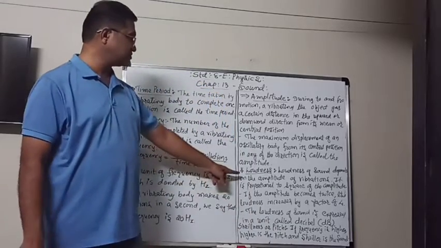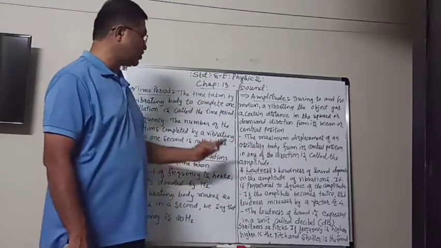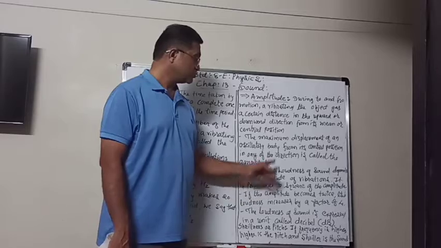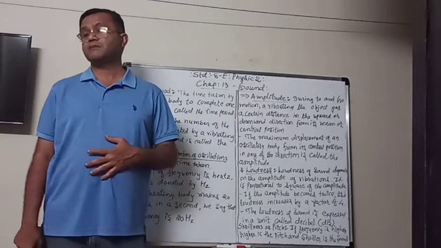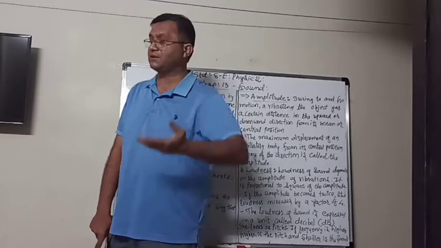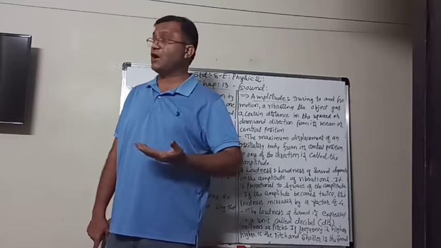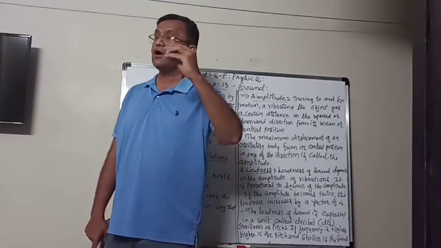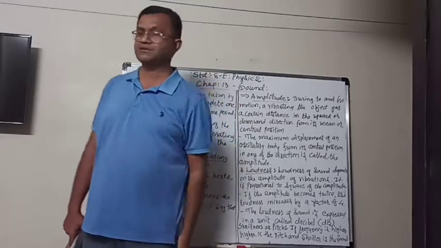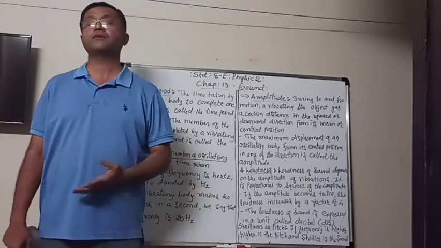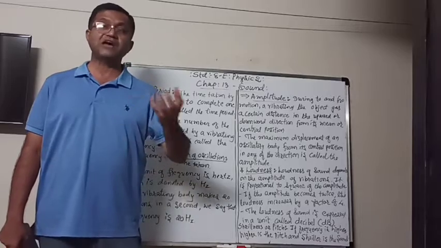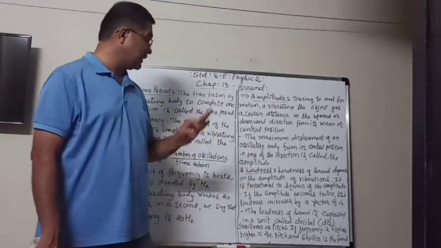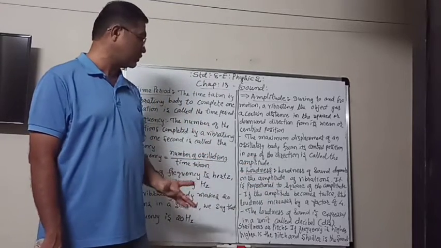So here, loudness of sound depends on the amplitude of the vibrations, and it is proportional to the square of the amplitude. It means if the amplitude is doubled, then the loudness of the sound will be increased by a factor of 4, and therefore the sounds are different in that way. So if the amplitude becomes twice, the loudness increases by a factor of 4.